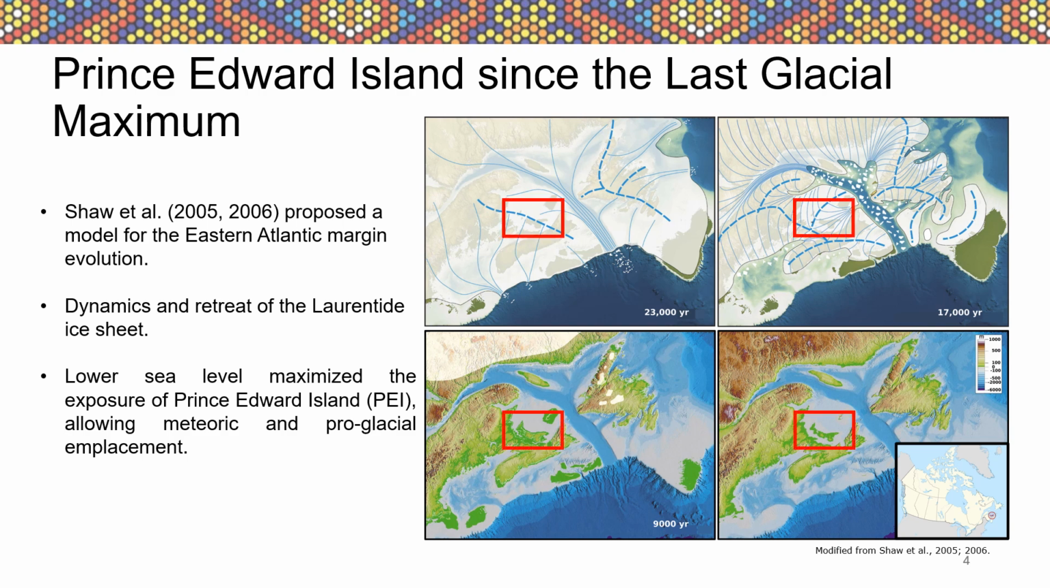We can see that during the last glacial maximum, PEI was completely covered by the Laurentide ice sheet, around 23,000 years ago. The dashed blue lines show ice divides, and the thin blue lines are general ice flow lines. In the following plots, we can see the ice retreat and the maximum extension of PEI when the low sea level maximized land exposure. This allowed meteoric and pressurized emplacement. This happened around 9,000 years ago, and the last plot shows the island's current state.